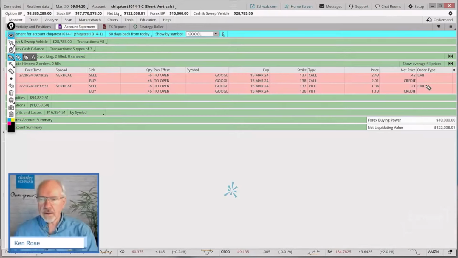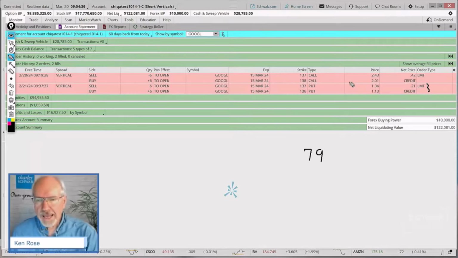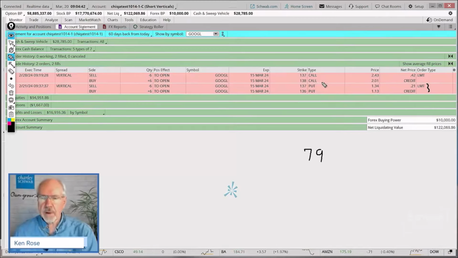So right here, when we had this trade, our theoretical max loss was the distance between the strike prices minus the credit. These are all theoretical numbers. We started off with about $79 worth of risk. When we added the short call vertical, in effect having an iron butterfly, we picked up an additional credit of 42 cents.